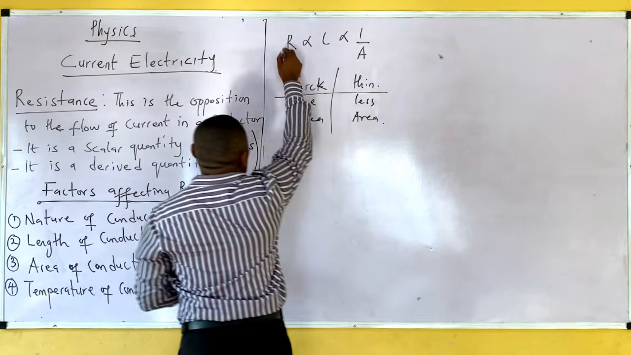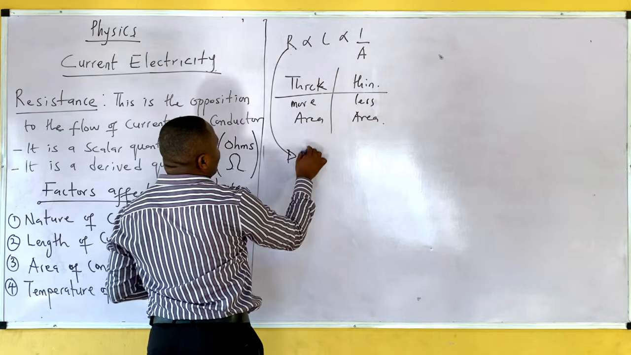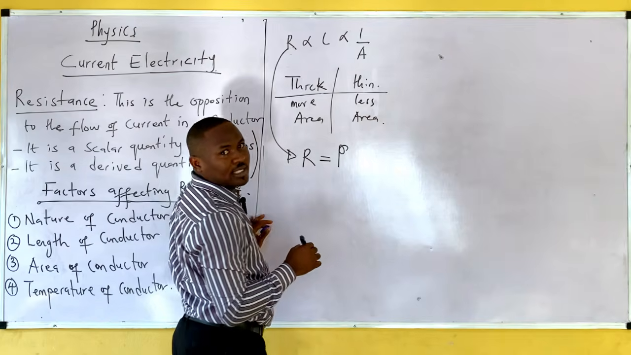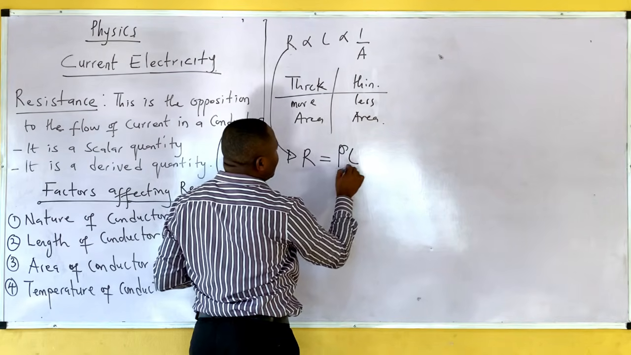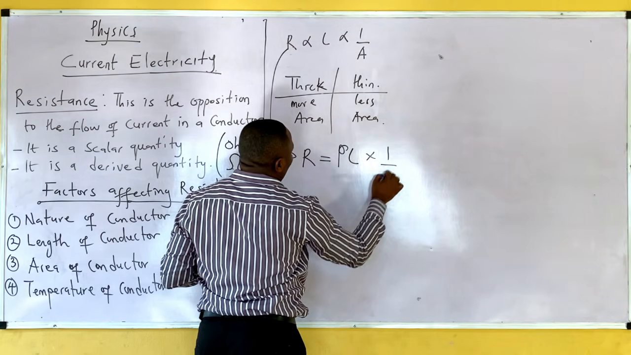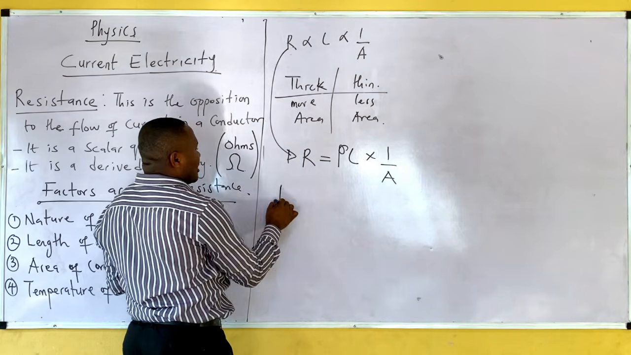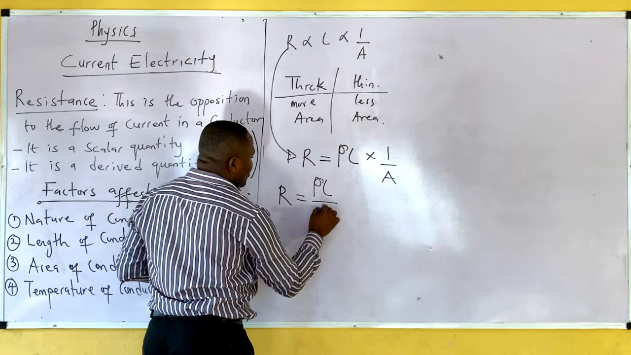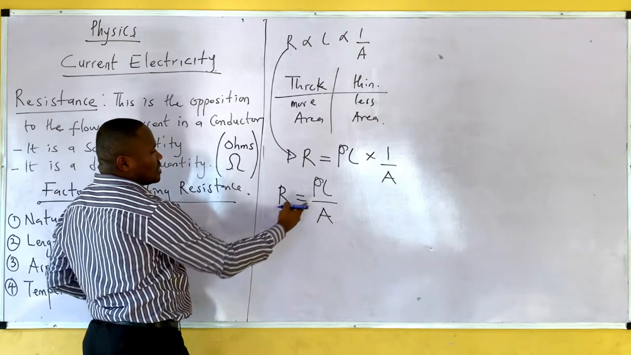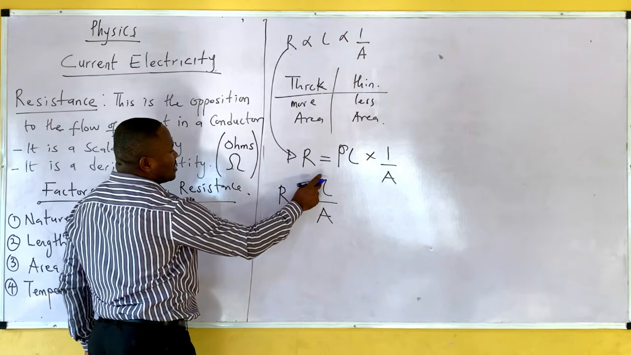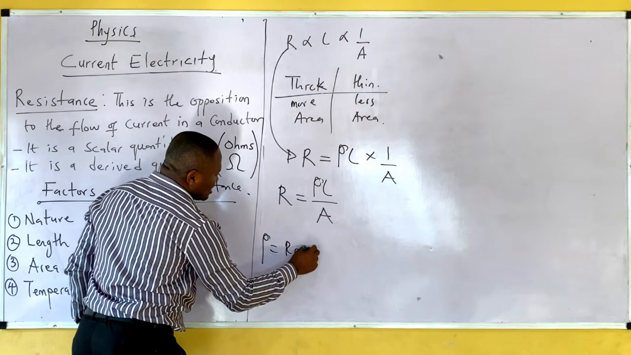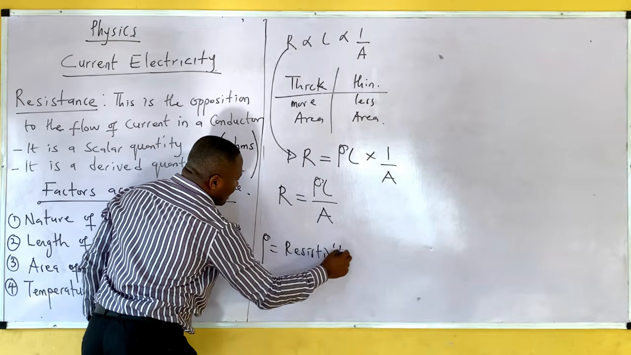So from here, I can now say that R is equal to ρ, a constant called resistivity, times L times 1 over A. So we have resistance is equal to resistivity times L over area. Now, what is this symbol here? This symbol equals resistivity.